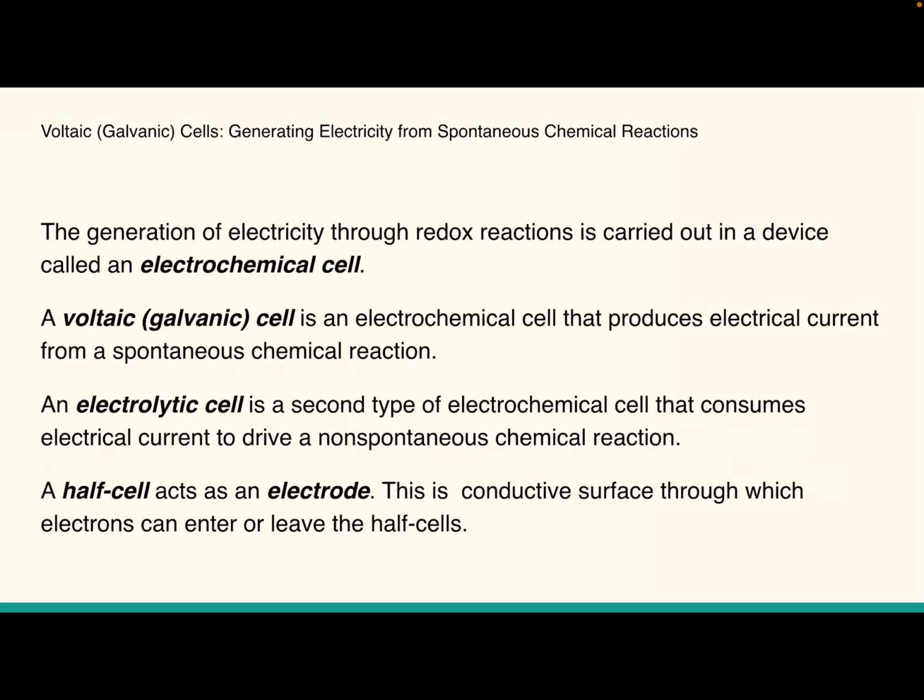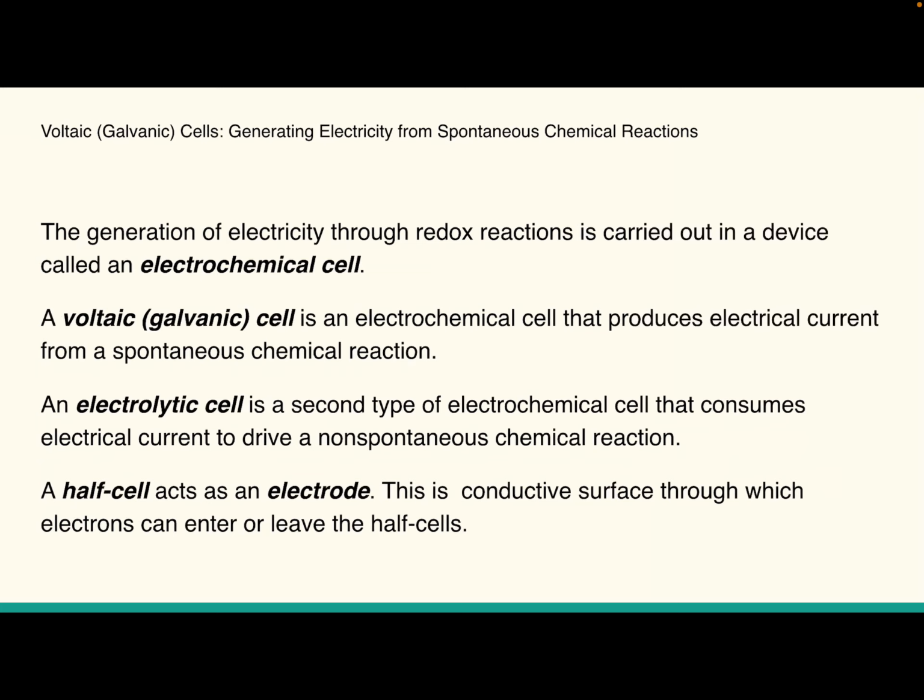An electrolytic cell is a second type that consumes electrical current. So, in other words, this type of cell is not thermodynamically favorable, so we're taking an outside source of power, a battery of some sort, and making the non-spontaneous or the thermodynamically unfavorable reaction happen. It's going to consume electrical current.